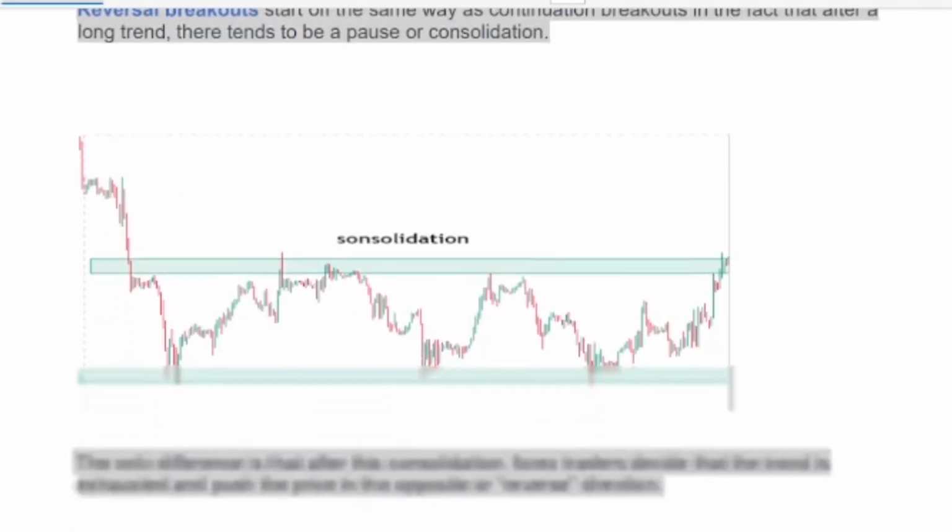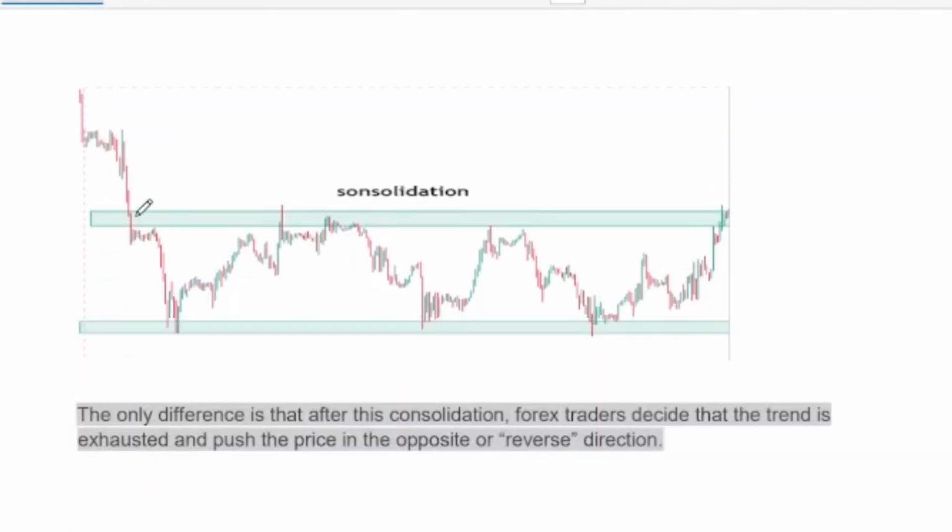Okay, so now this is an example here from this area. We are in the consolidation. As we are consolidating from this area, we are expecting the what?